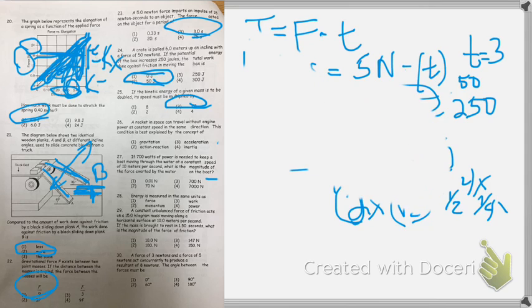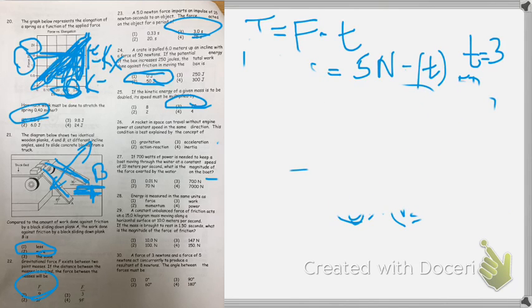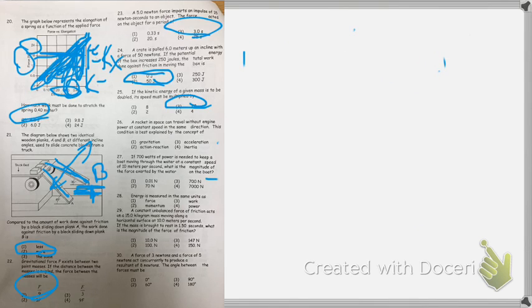A rocket in space can travel without engine power at a constant speed in the same direction. This condition is best explained by the concept of, so you don't need power because the object is already in motion. As long as it's not acted upon by an outside force, it will continue to move in a straight line at a constant speed. That concept is Newton's first law, and it's the first law of inertia. It's just a definition. All right, next, 27.